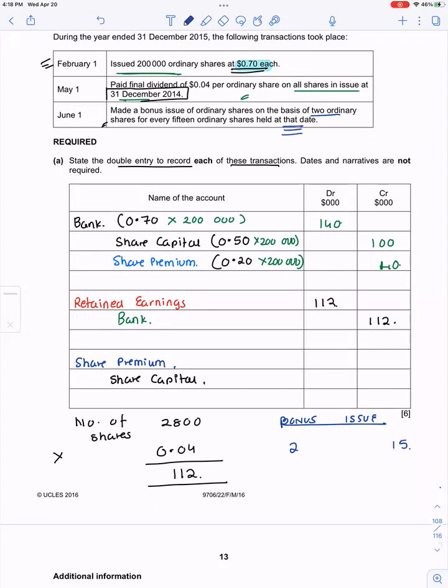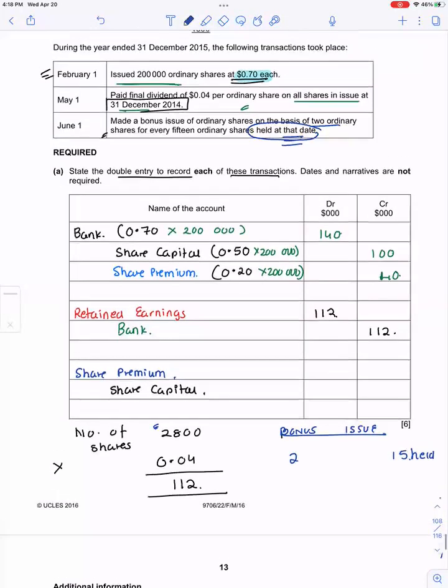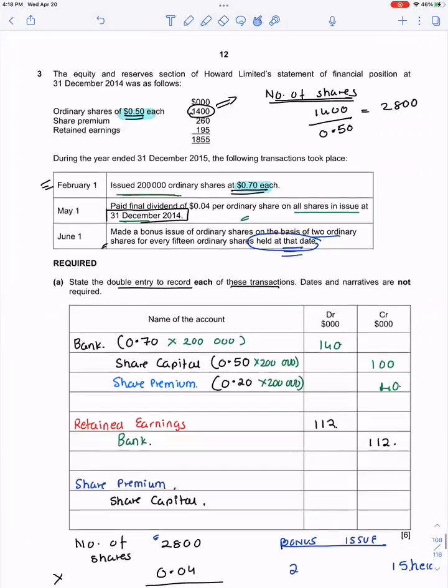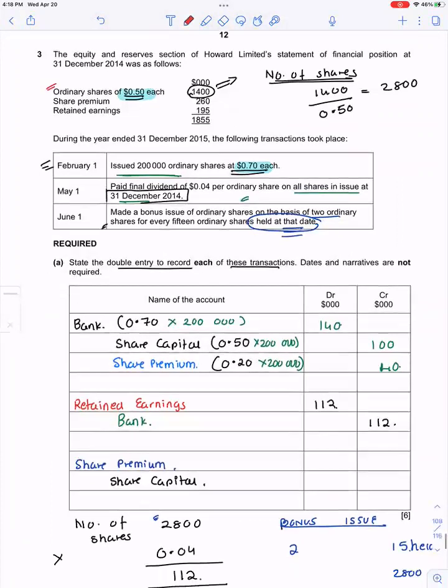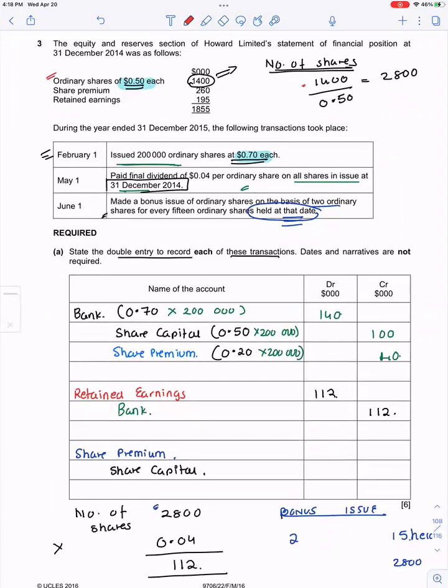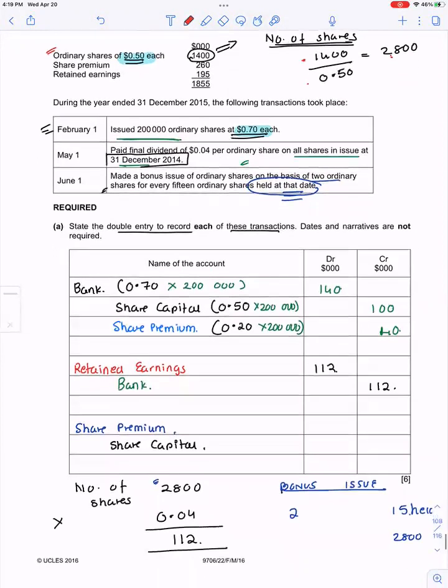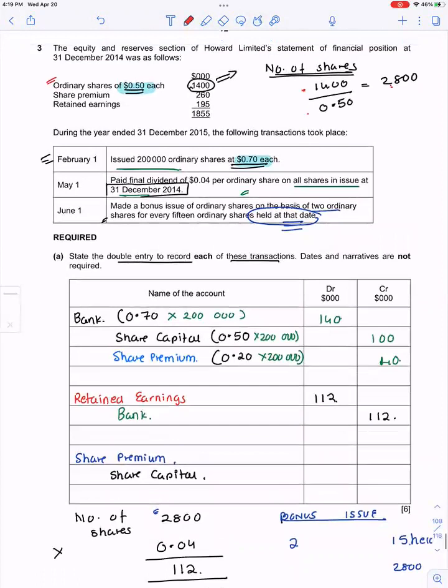For every 15 held at that date. So on that date, I first have my existing shares, that is 2,800. Yes or no? This is the existing share capital at face value, 2,800. Yes? Yes, Zara? Yes.